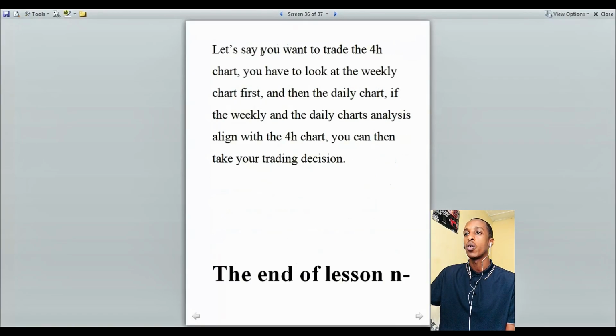Let's say you want to trade the 4-hour chart. You have to look at the weekly chart first and then the daily chart. If the weekly chart and the daily chart analysis align with the 4-hour, then you can take your trade decision.